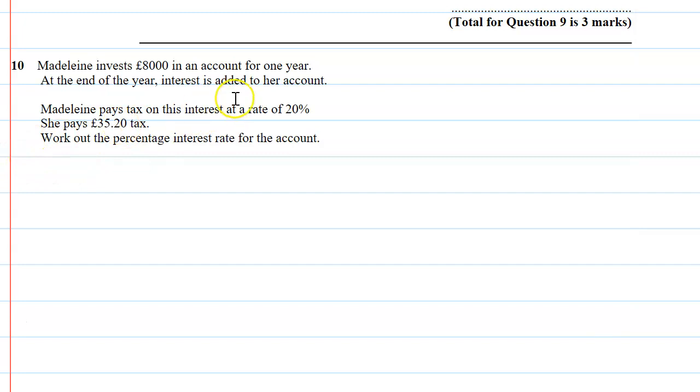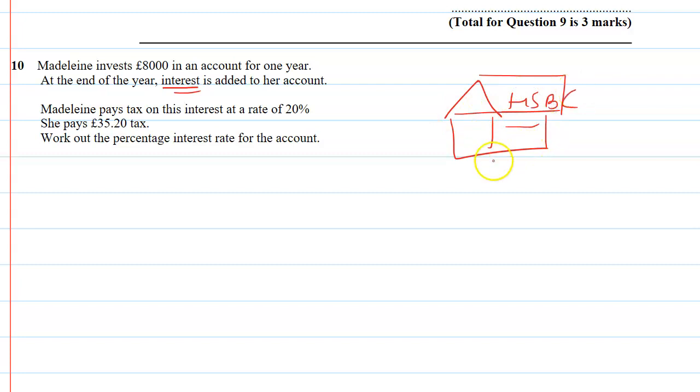At the end of the year, interest is added to her account. So she has invested. Suppose this is a bank, let's write down HSBC. She has invested here 8,000 pound. Now it is lying here. Now at the end of 1 year, interest is added to her account.